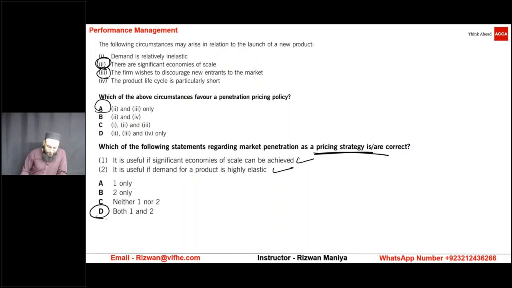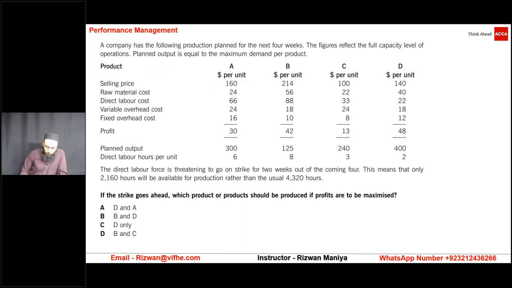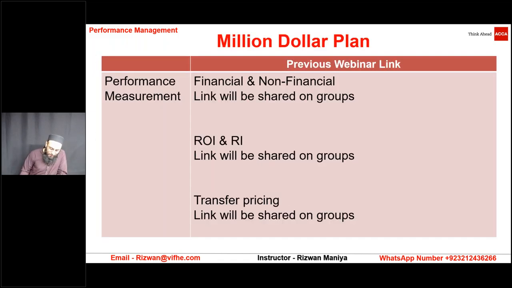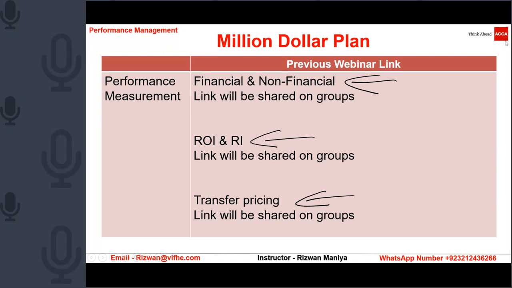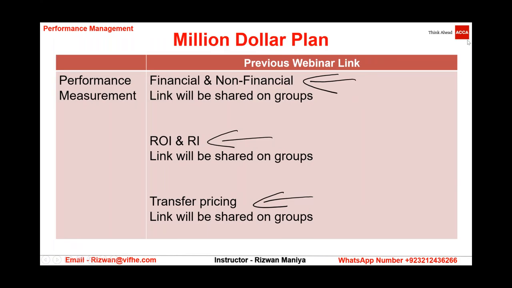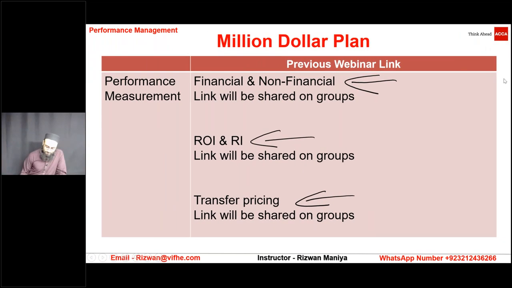The rest two were also given to you for homework. I'll share the answers tomorrow. The $1 million plan will give you videos for financial and non-financial measures, ROI, RI, and transfer pricing questions, and this is how you will be able to finish the other areas.